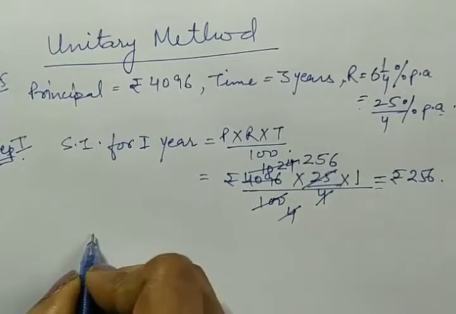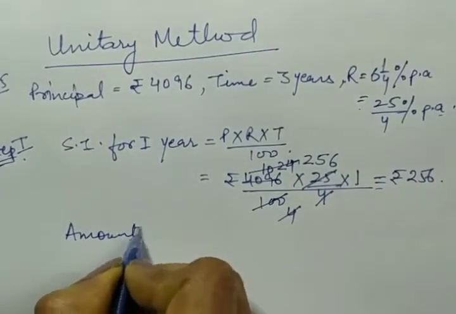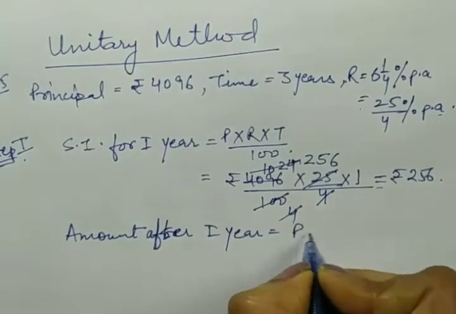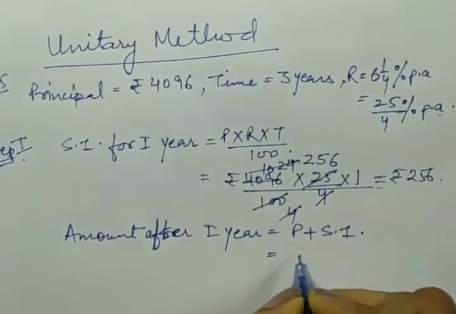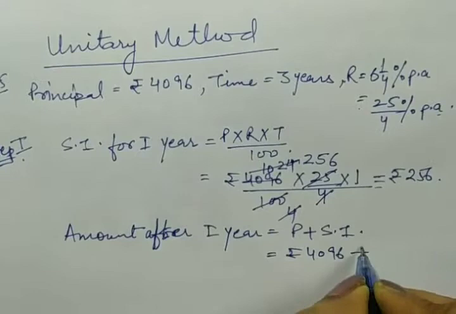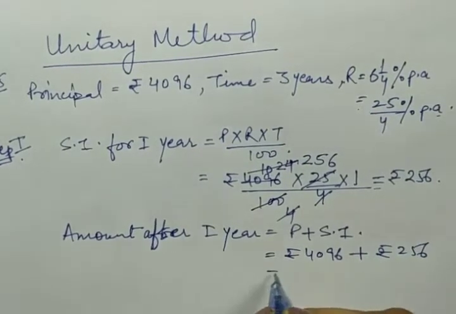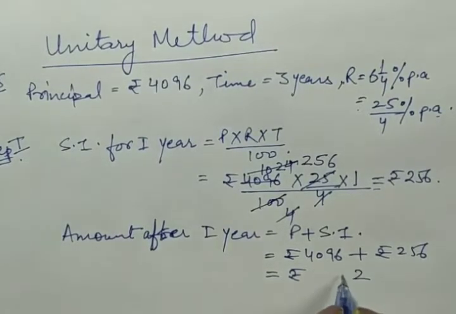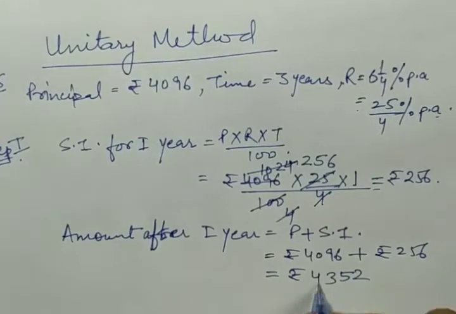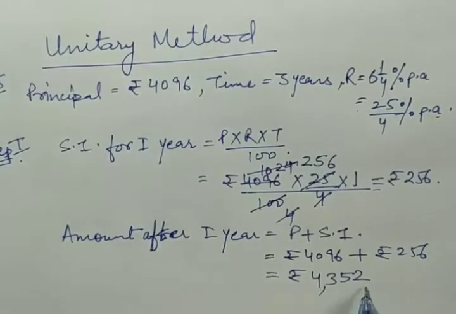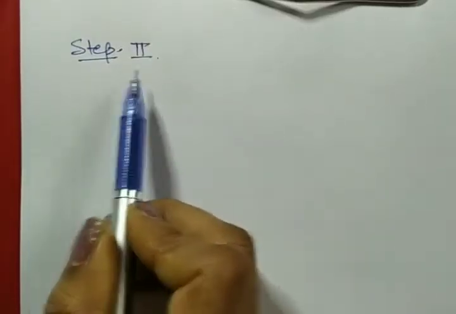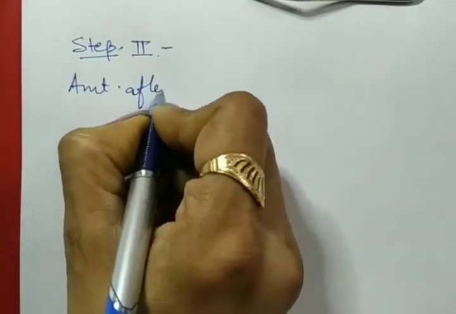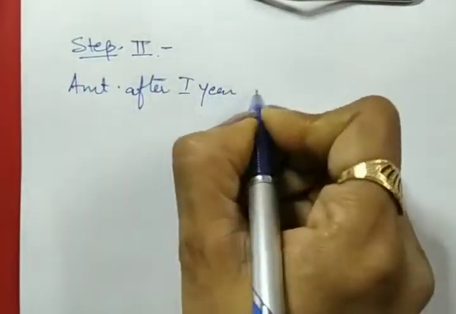Now we have to find the amount after first year, which is equal to principal plus simple interest, that is rupees 4096 plus rupees 256. So I got 6 plus 6 is 12, 9 plus 5 is 14, 1 and 3 is 4, that is rupees 4352.